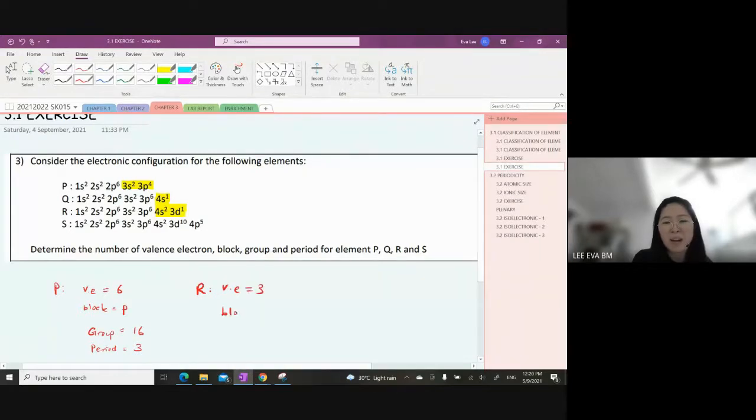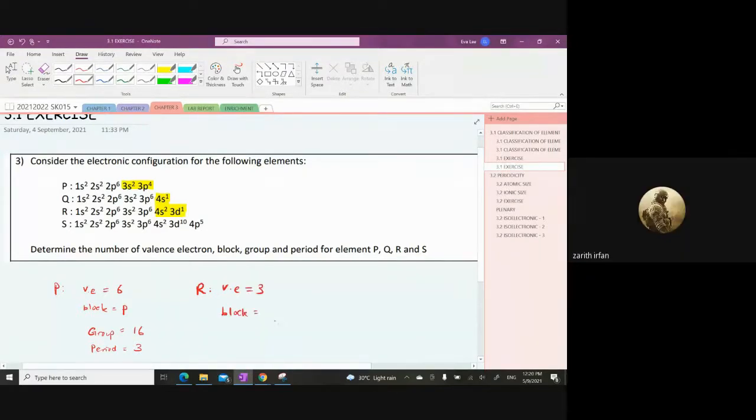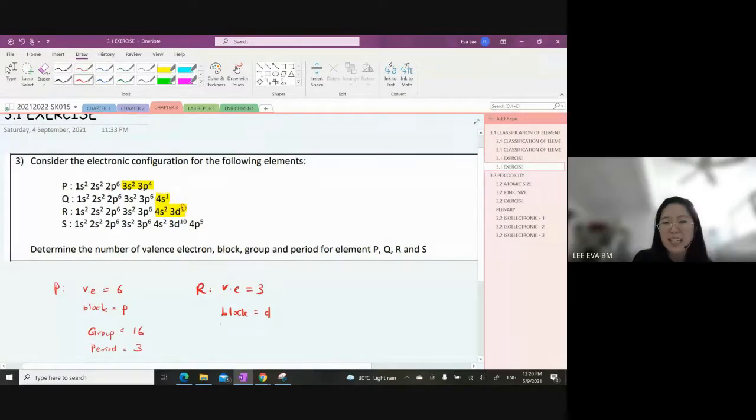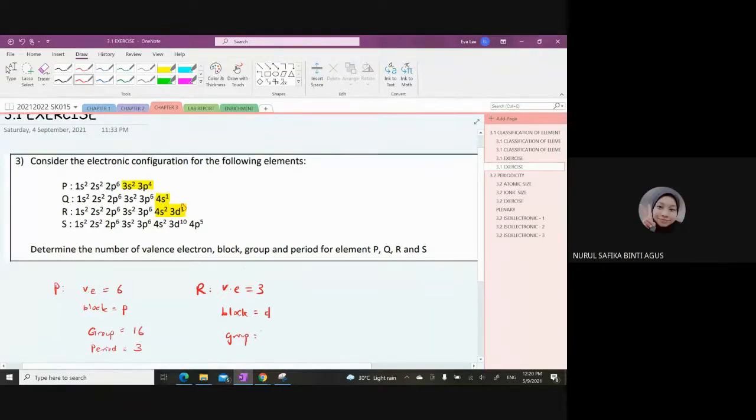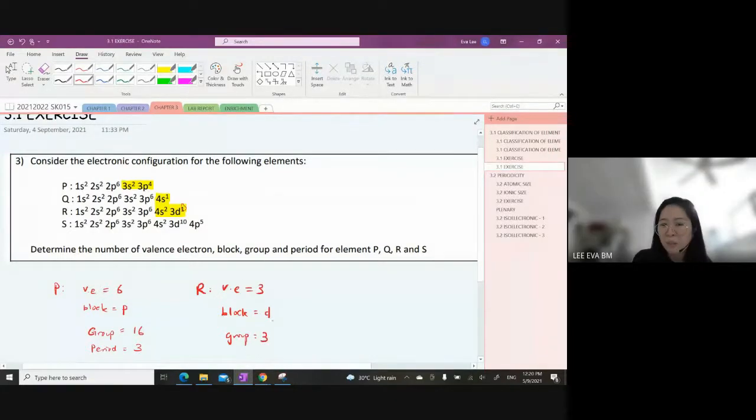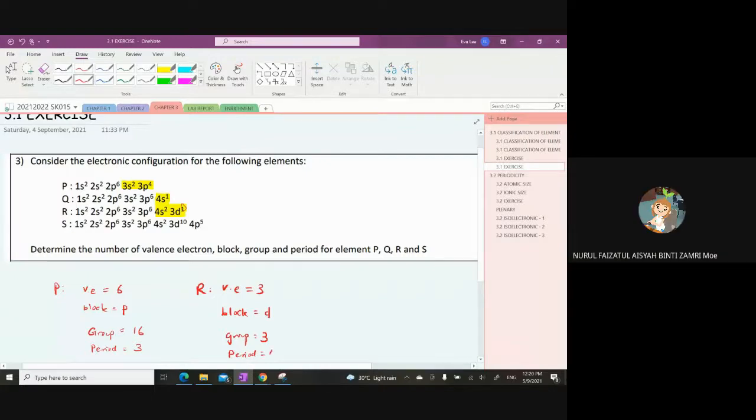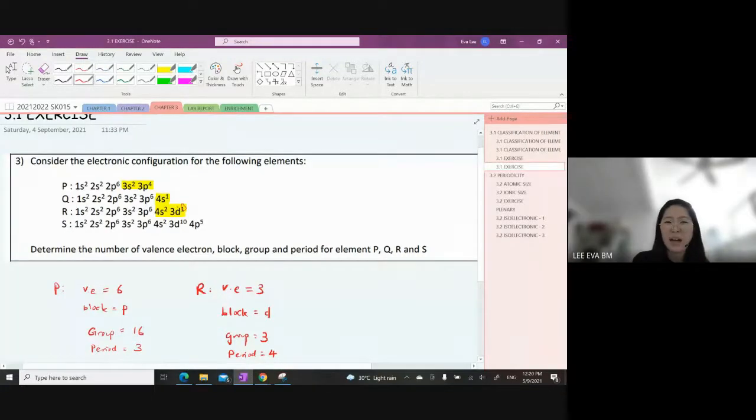Okay, how about the block? D. Sebab last electron masuk dekat D. How about the group? 3. Group 3 sebab dia block D. Starting 3 sampai 12 sahaja. How about period? 4. Okay. Sebab highest value 4. Okay. How about the last one?